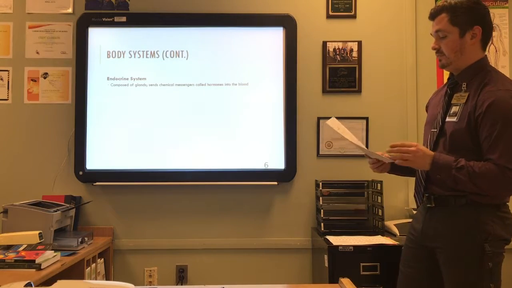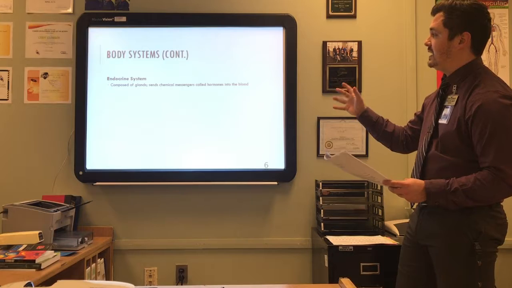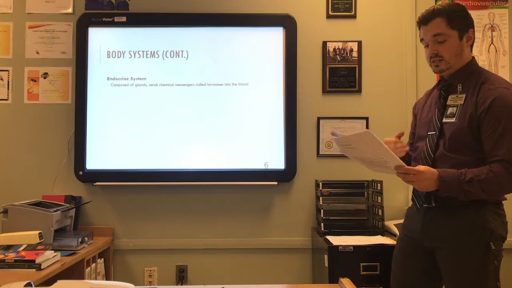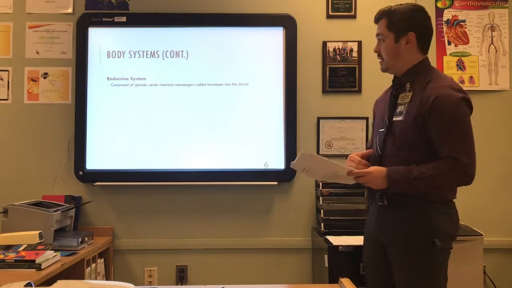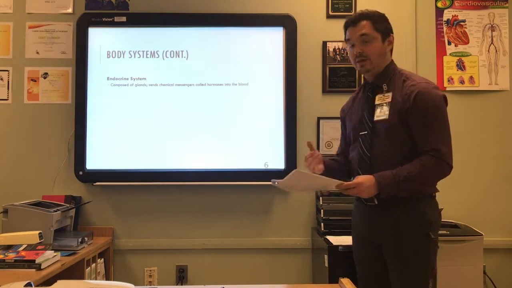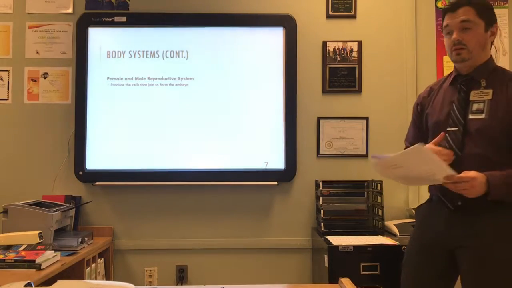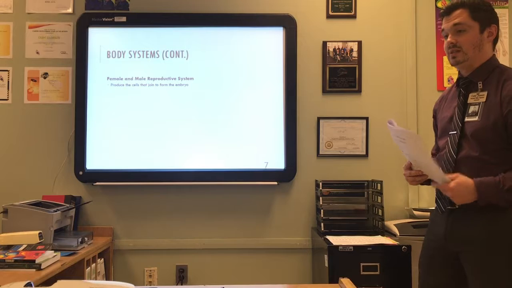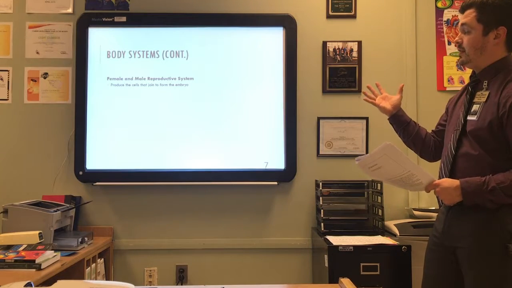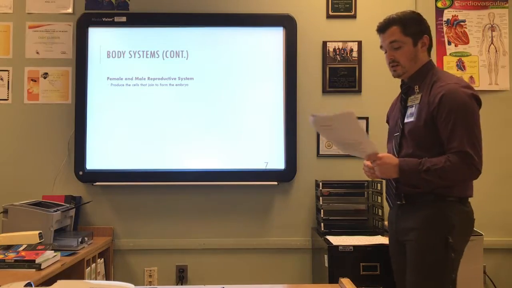The endocrine system. It's composed of different glands throughout the body, and they send chemical messengers called hormones into the blood, such as testosterone, estrogen, adrenaline. Those types of things are produced by endocrine glands. You have your female and male reproductive systems, and basically their function is to produce the cells that join to form the embryo and to create offspring.